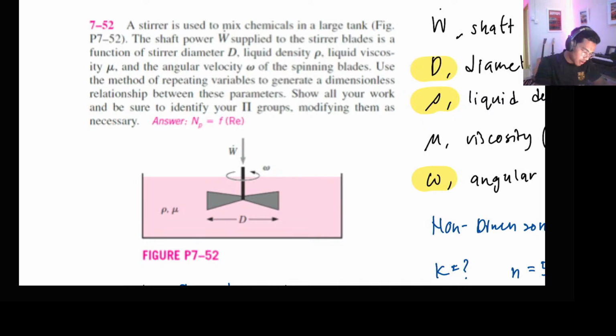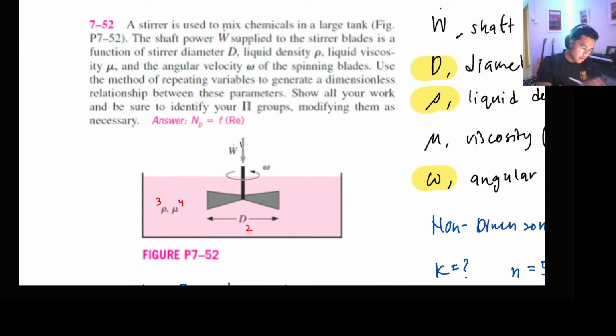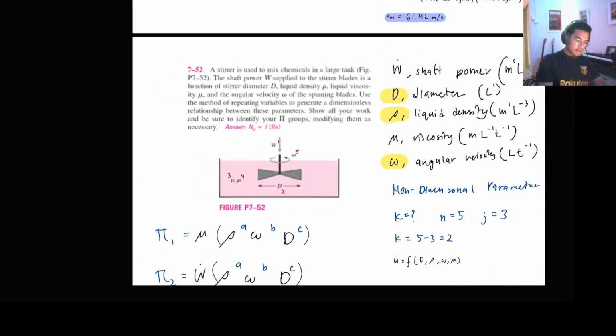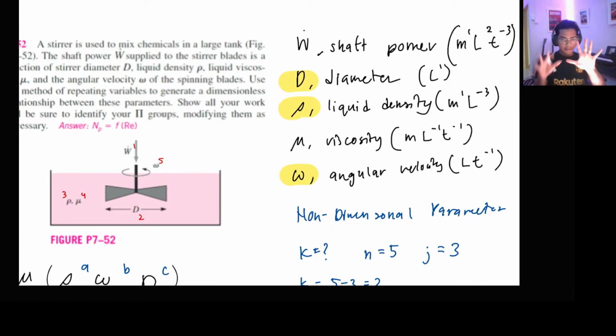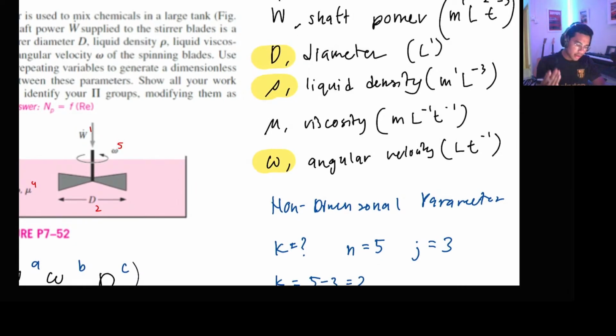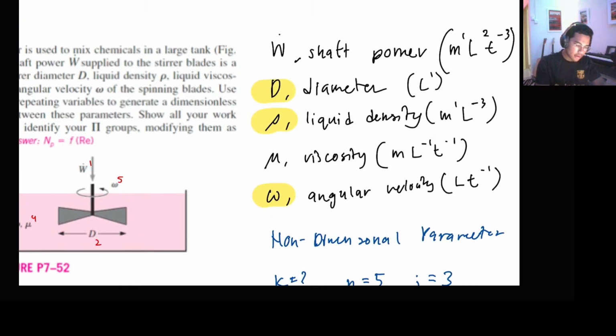Shaft power. Okay, we have the first one, which is W. Second, we have the diameter. Third, density. Fourth, viscosity. Angular velocity is the fifth. Okay, generate a dimensionless relationship between these parameters. So there are five parameters in this condition: the shaft power, the diameter, liquid density, viscosity, and angular velocity.